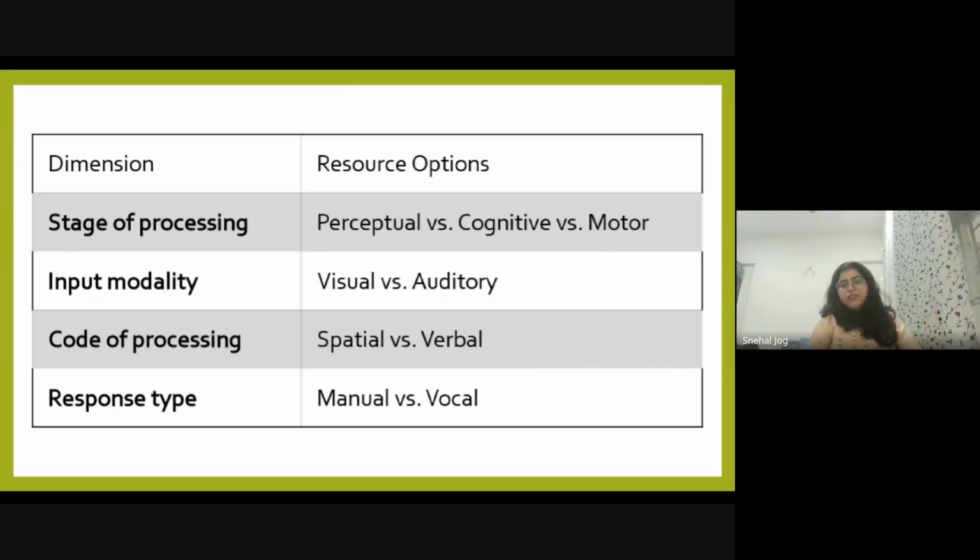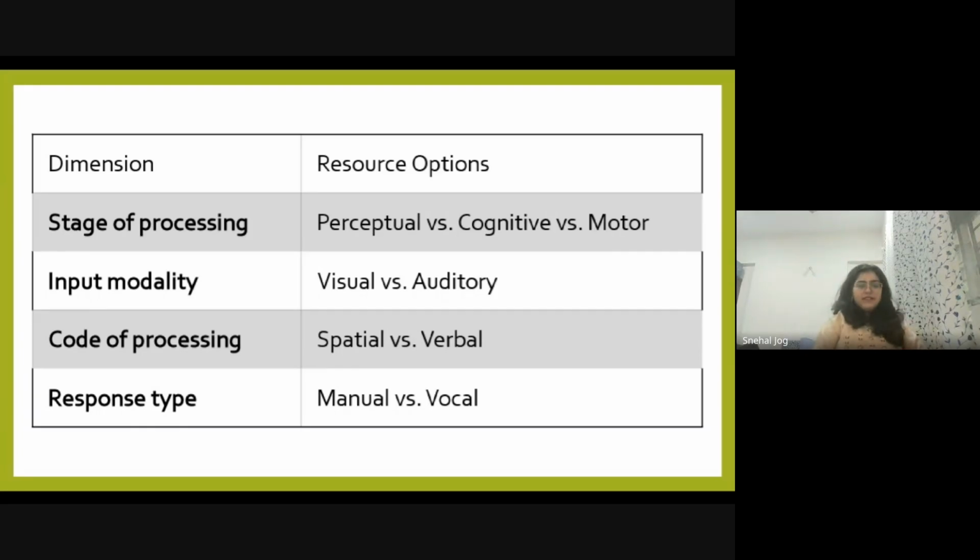The second one, right? You go to the washing machine and see how it works. So that is a motor stage of processing. Correct? Then there is input modality. Is it visual or is it auditory in nature? So, for example, I'm reading a textbook versus I am listening to an audiobook. So that is input modality.